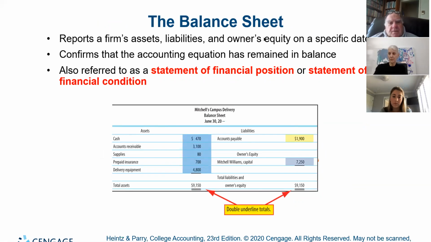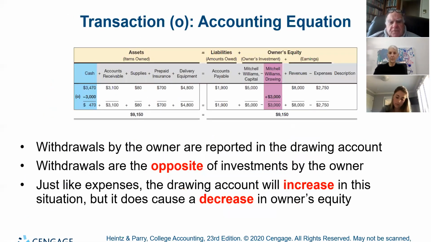The balance sheet. The balance sheet is the accounting equation. Can you remember that? It lists the assets on one side. You get your total assets. Total assets must equal your liabilities plus equity. Your liabilities at the end of the month were 1,900, and the equity was 7,250. There's your 1,900 in payables, if you're wondering where that number came from.